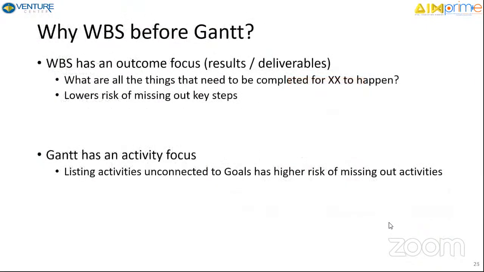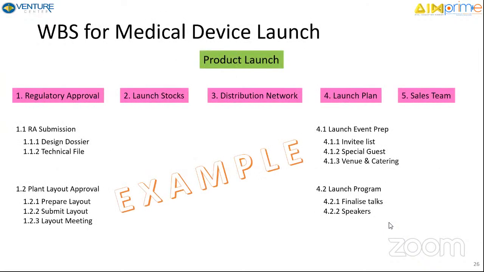So why do you do a WBS before the Gantt? Why is it recommended? Because, like I explained, this is an outcome. You start with the outcome and break it down into its pieces. So this is why you do it. Here is a typical example. If you're talking about a medical device product launch, what all needs to be done? To launch my product, I need regulatory approval. I need my launch stocks ready. I need my initial distribution network in place. I need to have a launch plan. I need to have a sales team. You can think of these five. If these five things are done, I can launch.